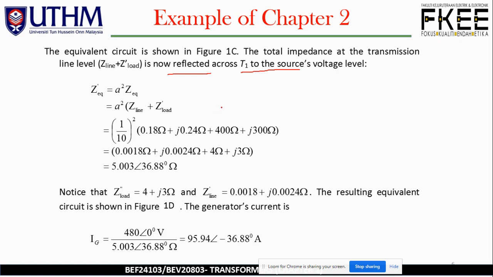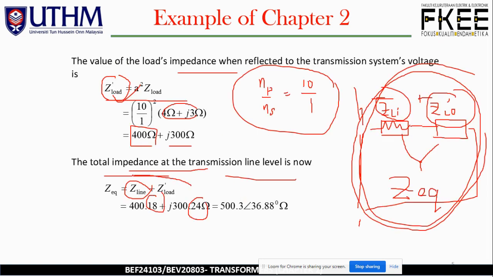Now let us continue with the following analysis. We level the voltage of the transmission line, with the new Z EQ reflected across T1 to the source voltage level. So we have Z prime EQ, where previously we had Z EQ. Now Z prime EQ equals A squared times Z EQ, where Z EQ is Z line plus Z prime load. If we expand the equation, we substitute the values of Z line as well as Z prime load. Actually, we can simply take the same value from here.